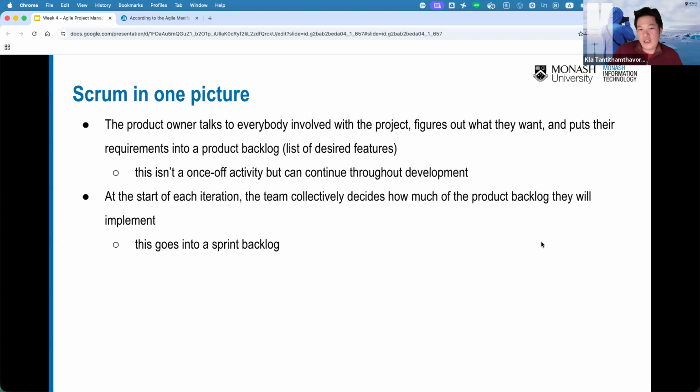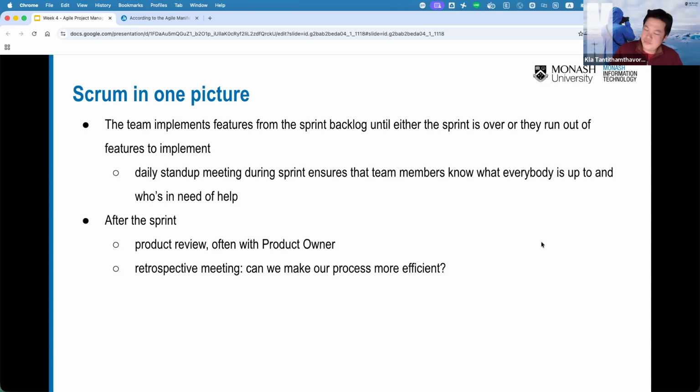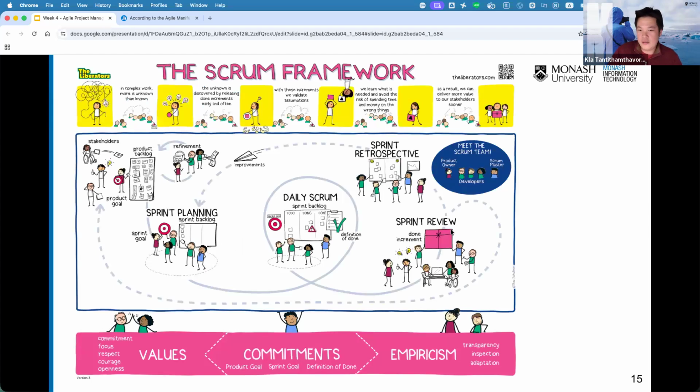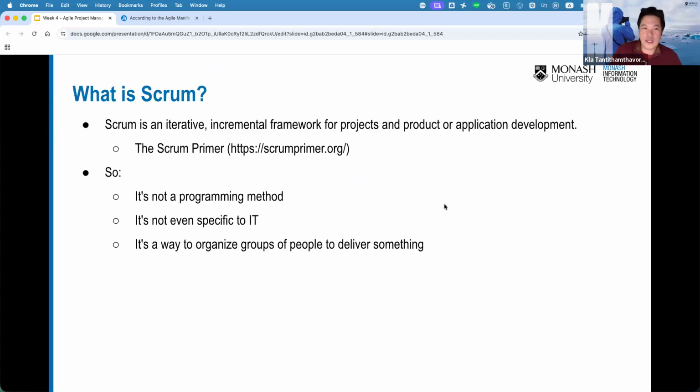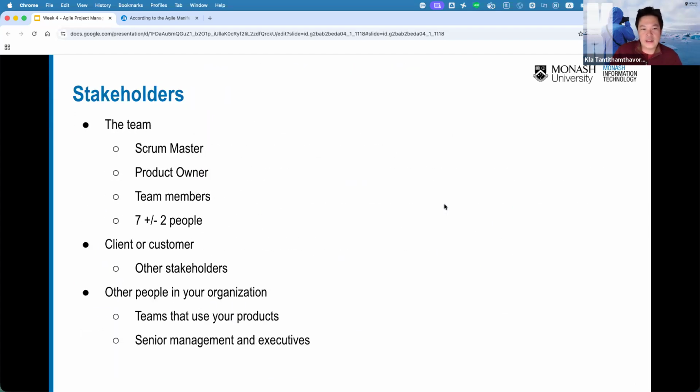Yes, Scrum is not a once-off activity. It's an iterative framework. You need to deliver working software for each iteration, that kind of thing. This actually explains everything that I just mentioned. By the end of the sprint, you need to do the product review here, deliver to the customer, talk to the customer, and things like that.